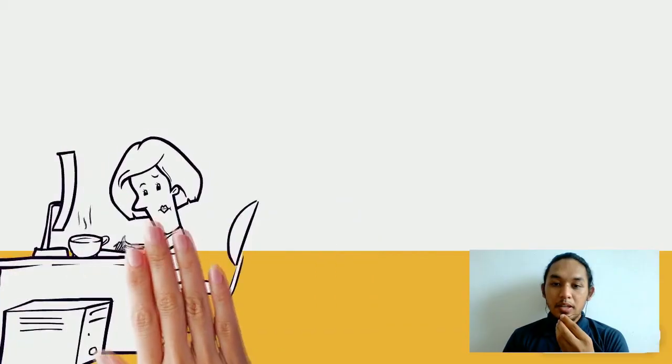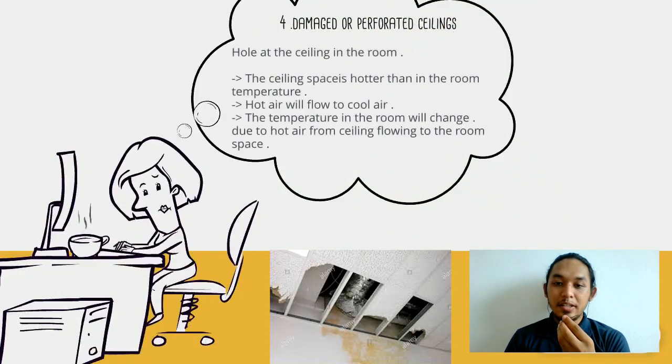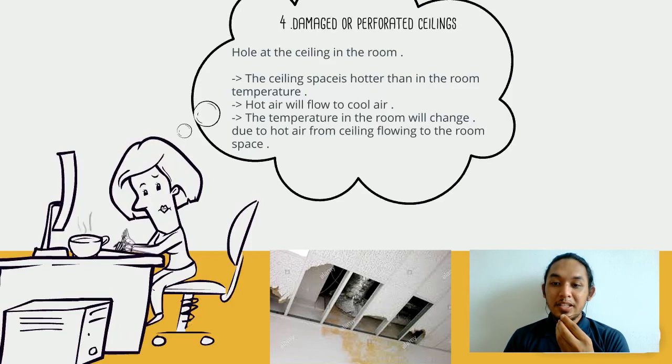And number 4, damaged ceiling. If there is a hole in the ceiling in the room, it will make the room hot. This is because the ceiling space, as we know, is hotter than the room temperature, because the ventilation on the ceiling does not flow and the temperature will increase in the daytime. If the ceiling is not plastered, the hot air will flow into the room and cause the temperature in the room to change.